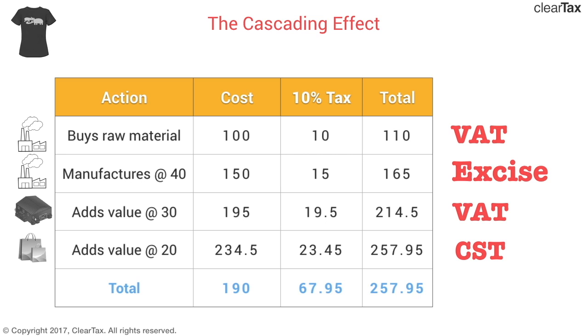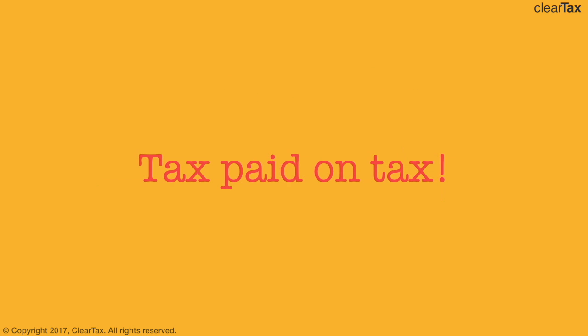Notice in the manufacturing stage, tax of 15 is paid. This 15 is on a cost of 150. Now this 150 includes the 10 tax of the earlier stage. This is what is meant by tax on tax. In the next stage, the tax of 19.5 also includes tax on the 10 and 15 of the previous stages, and the same is the case with the last, final consumption stage. And this is the concept of tax paid on tax. Why did this happen? This is because input credit cannot be claimed in any of these stages.